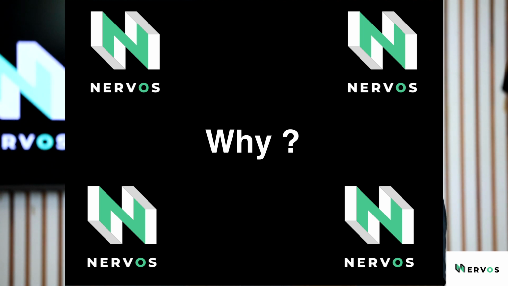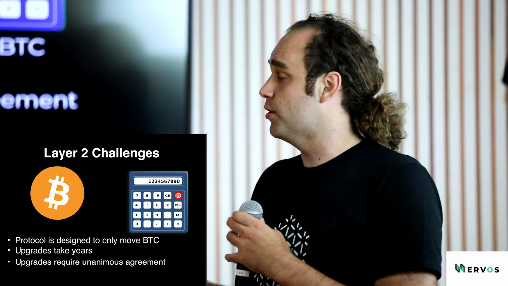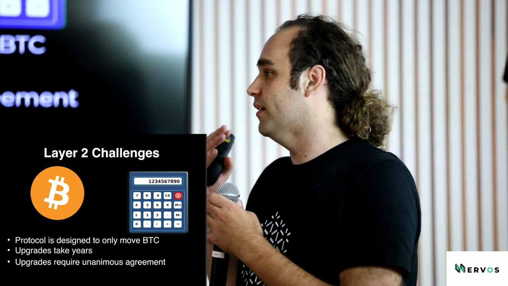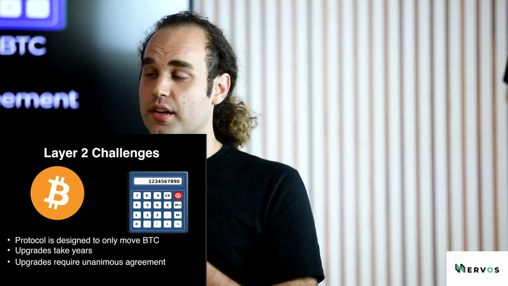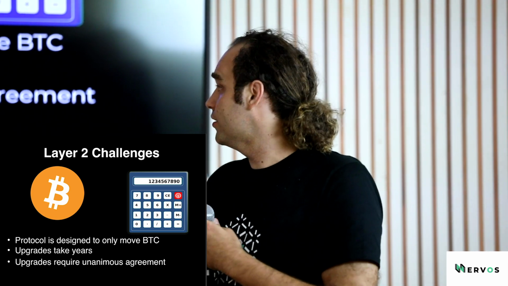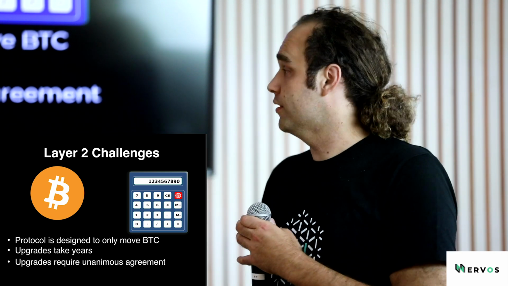And again, we're brought to this question of why build Nervos? If we have all of these layer 2 solutions and all of these existing blockchains, why do we need to create another blockchain? So we can look at layer 2 challenges in Bitcoin. The protocol is really designed to only move BTC. So it's limited, and there's no shortage of Bitcoin improvement proposals that have been put out there to broaden the protocol, but doing so would require updates that take years and upgrades that require unanimous agreement. So soft fork, hard fork, things like that.